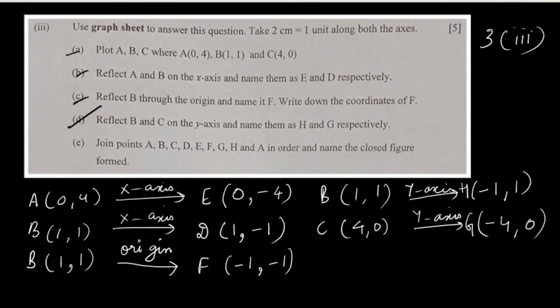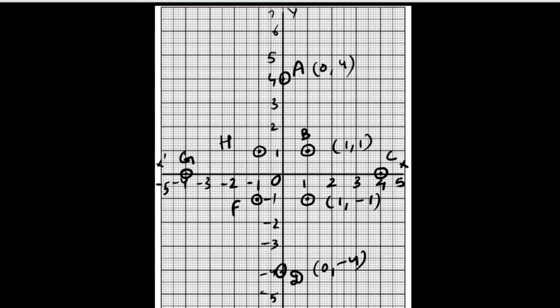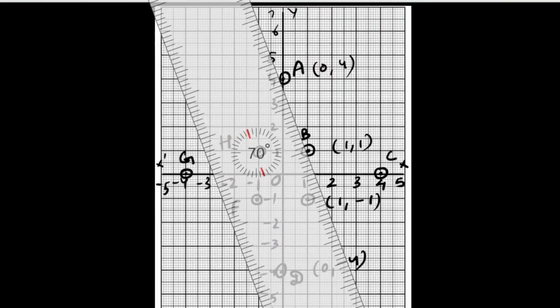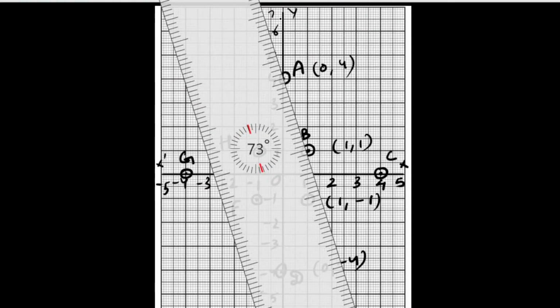Now we have to join A, B, C, D, E, F, G, H in order and name the closed figure formed. So in this order only we have to join: A with B, B with C, C with D, D with E, E with F, F with G and G with H, and then again H with A. With the help of a scale we have to join it. Don't draw it freehand.